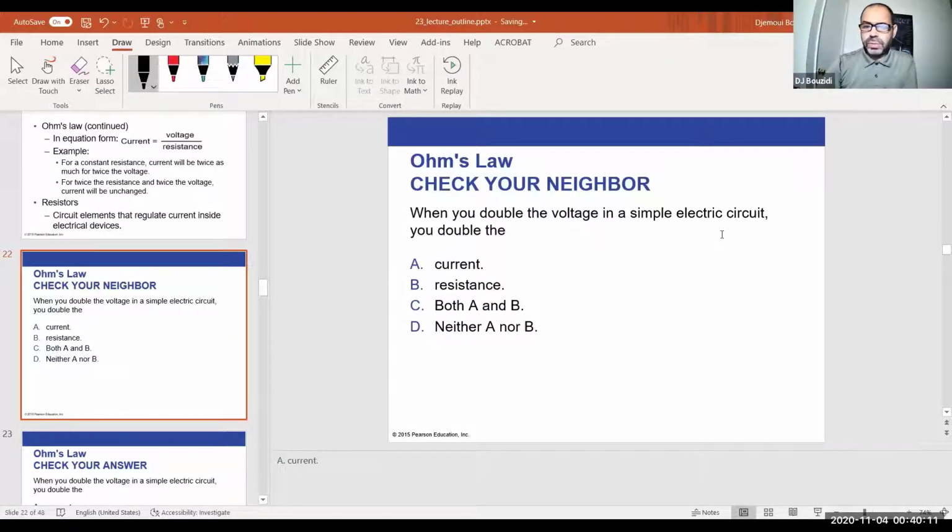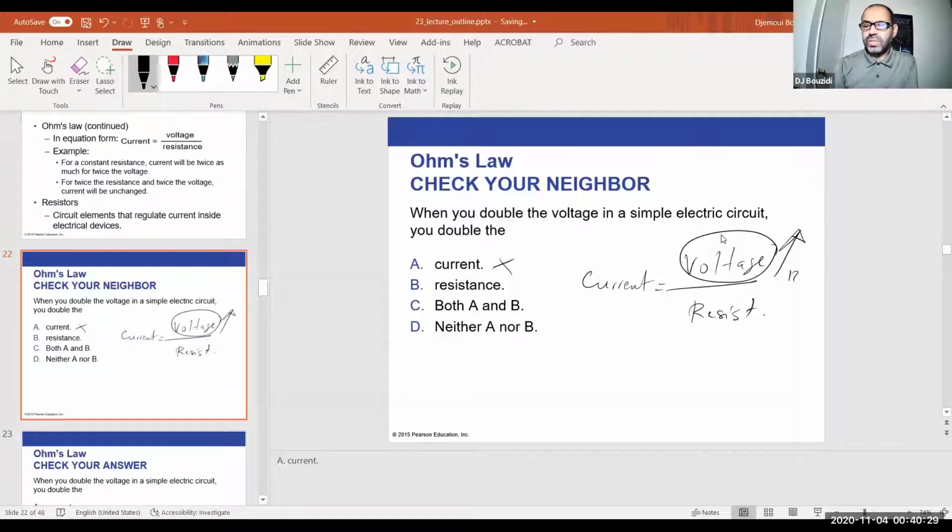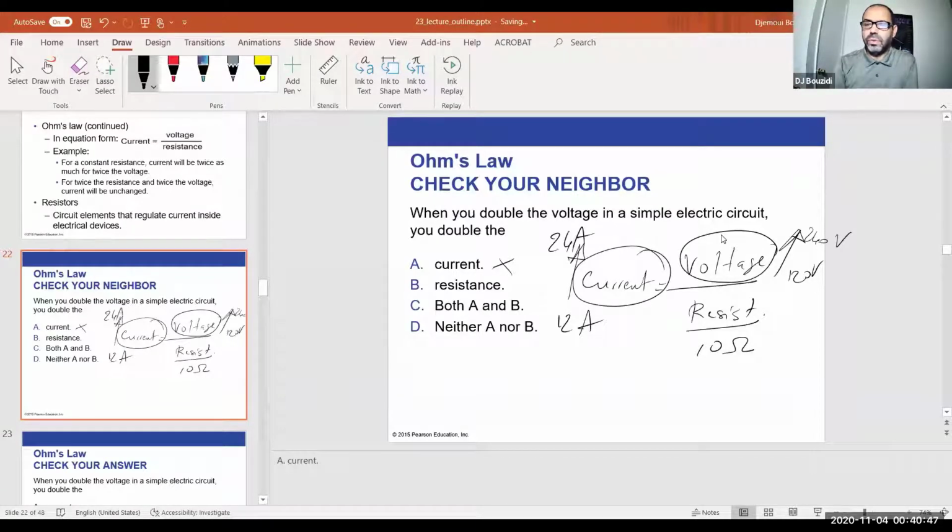When you double the voltage in a simple circuit, you double the current. Because remember, the current is equal to the voltage divided by resistance. So if this goes twice, so instead of 120 volts, now you're dealing with 240 volts, then the current, whatever it was, is going to be doubled. So let's say, for example, we have a 10 ohm resistance. Then 120 divided by 10 ohms was 12 amps. Now 240 divided by 10 ohms is going to be 24 amps. So it's going to double also.